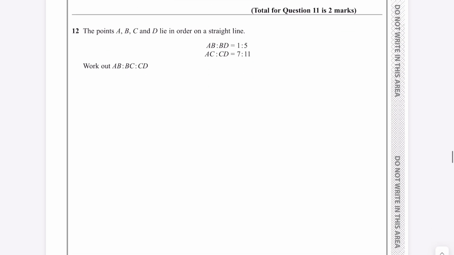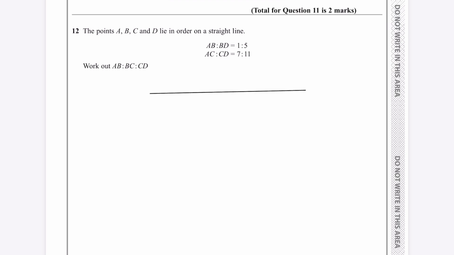Okay, next one. A, B, C, and D lie in order on a straight line. We've been given some ratios. A to B and B to D is 1 to 5. A to C and C to D is 7 to 11. Work out A to B, B to C, and C to D. Okay, firstly, it's a straight line. Let's just draw that on.